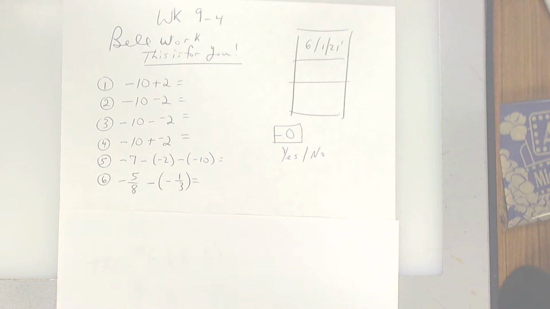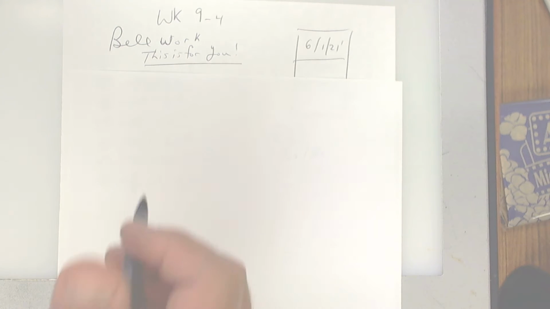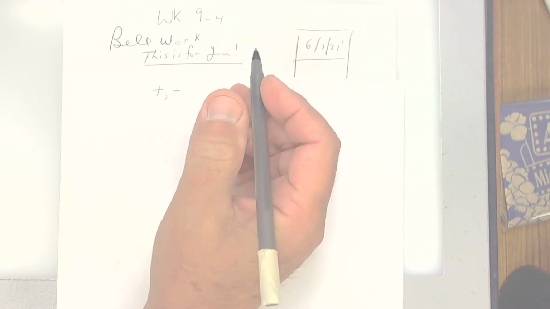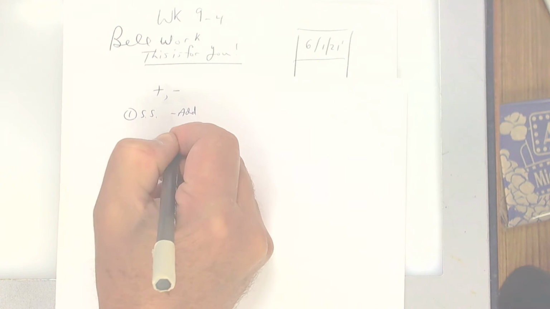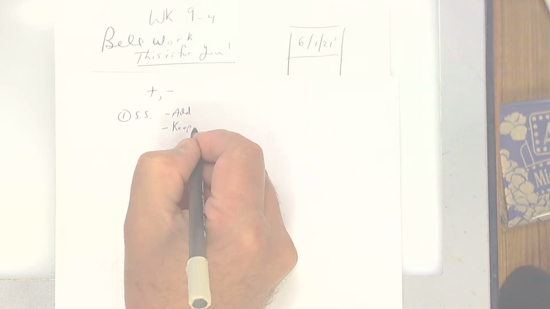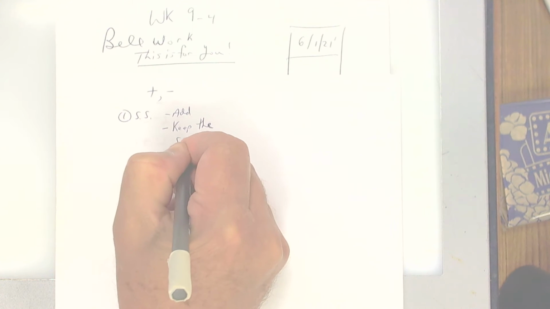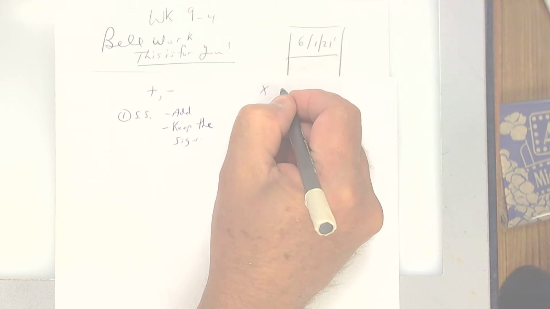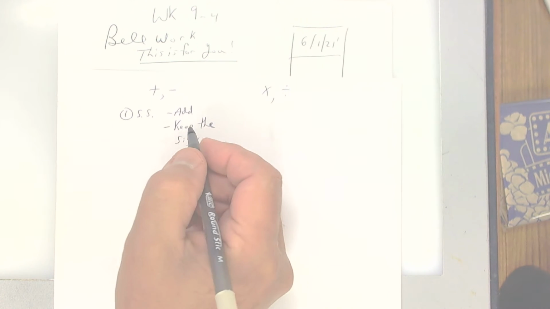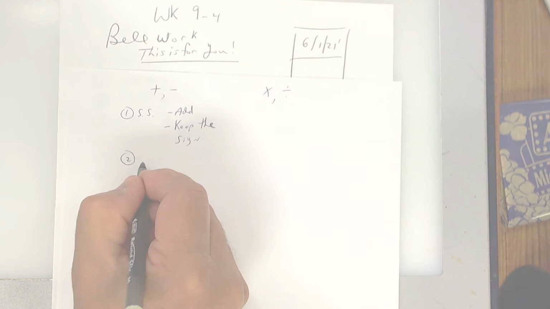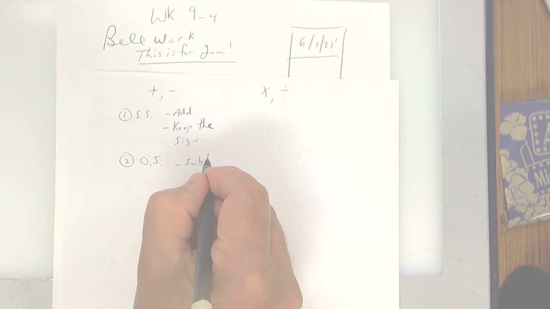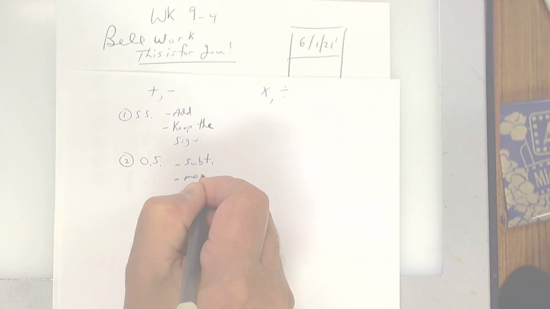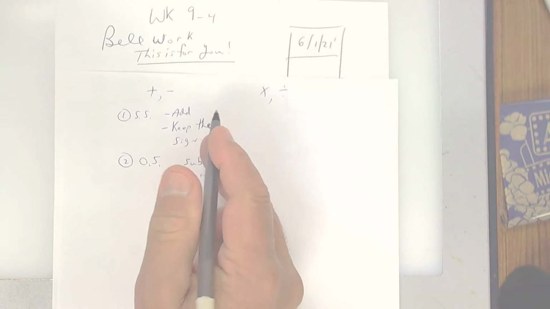Before we begin, I want you to copy down and memorize these 4 rules. When you add or subtract, same signs, you add and keep the sign. When you multiply or divide, opposite signs, let me go back to this one, you subtract and keep the sign you have more of. These are rules you need to know, and you need to be able to write them down.